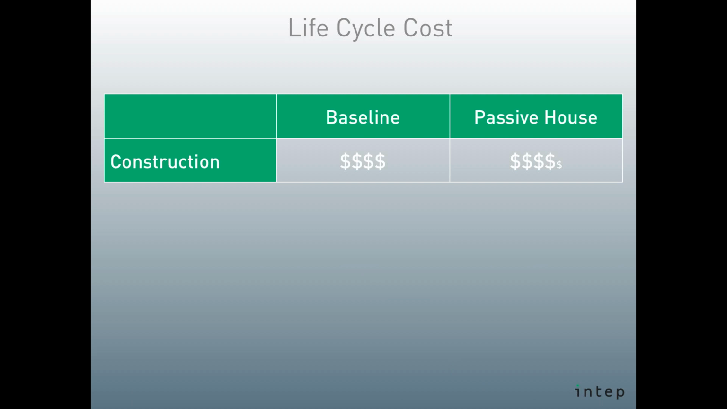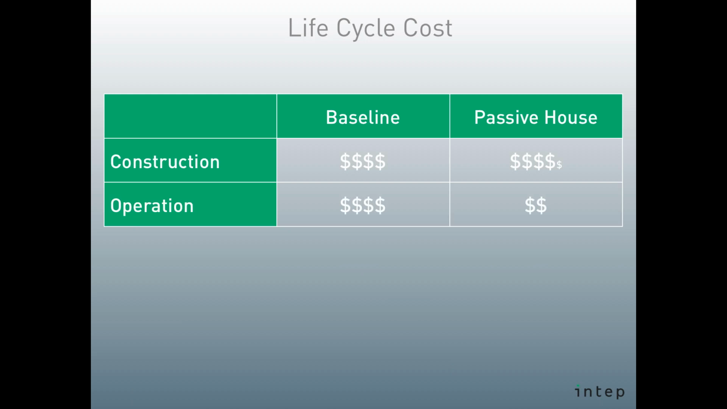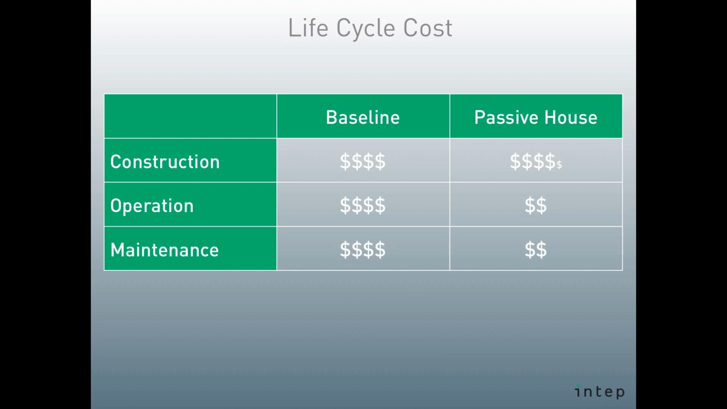I think one of the biggest parts here in terms of the cost is life cycle cost. So obviously you're looking at a model that is incredibly powerful over the entire life cycle of the structure. Again, having a baseline building on the left, which is conventional practice, and a passive house on the right, we all agree that a better building costs a little bit more. So there's a tiny little dollar sign extra. On the operation side, there are some significant savings to be had.